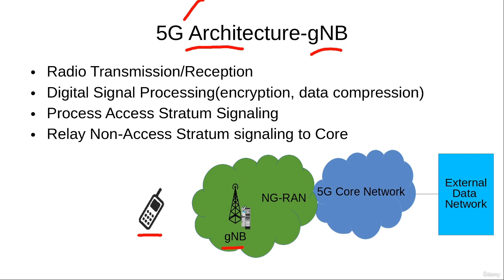Similarly, the data that is going from the gNB to the user equipment needs to be compressed so that on the air interface it occupies less bandwidth. So this data compression is done by the gNB. Similarly, the data that is in compressed form and is received from the user equipment is decompressed by the gNB.